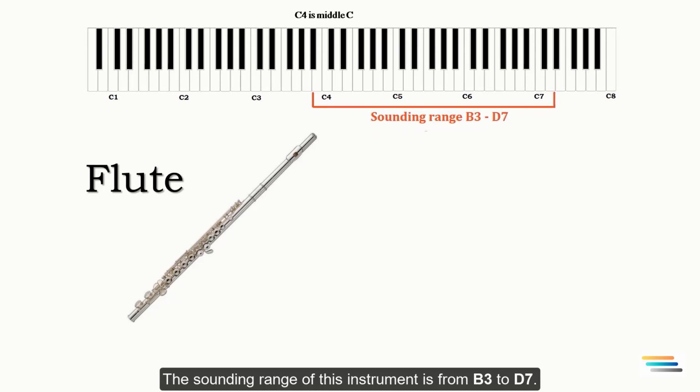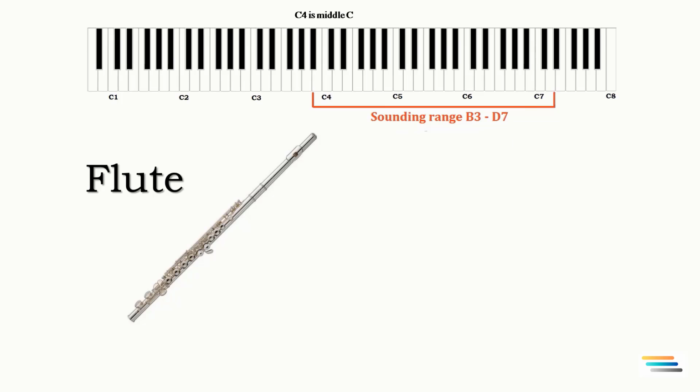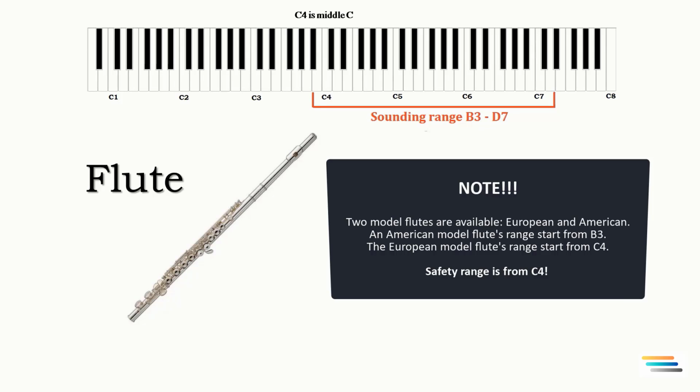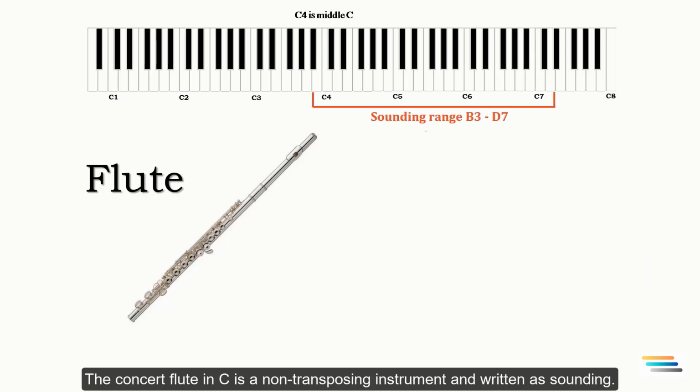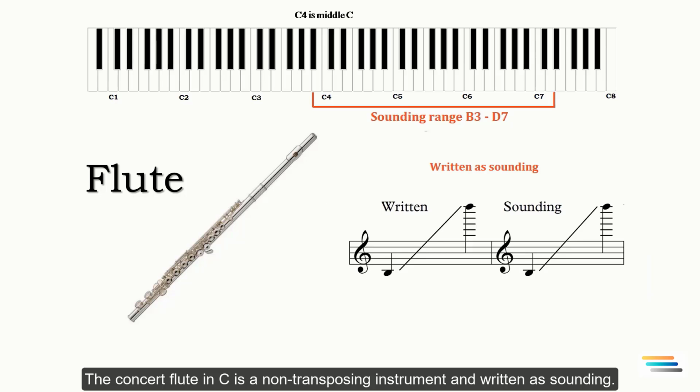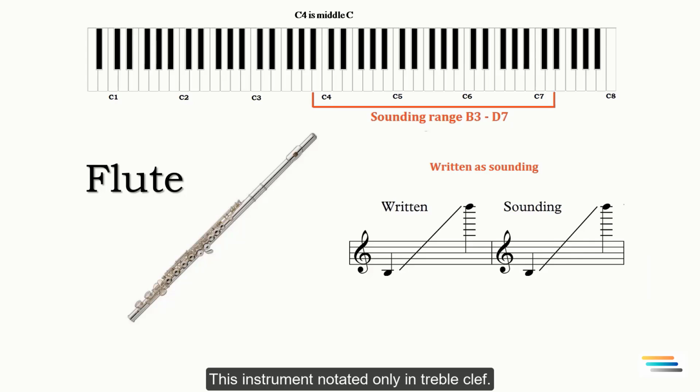Flute. The sounding range of this instrument is from B3 to D7. The concert flute in C is a non-transposing instrument and is written as sounding. This instrument is notated only in treble clef.